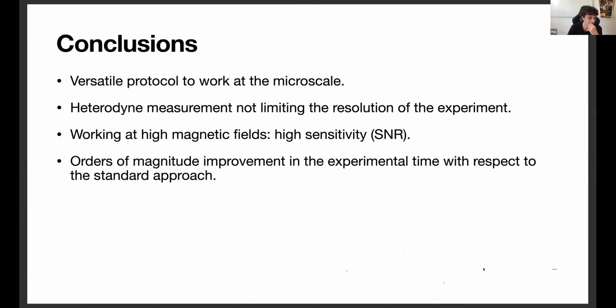It seems that we found a way to improve signal-to-noise ratio or experimental time by at least 2 orders of magnitude with respect to the state-of-the-art approaches when it's time to detect things that are not related to hydrogens.